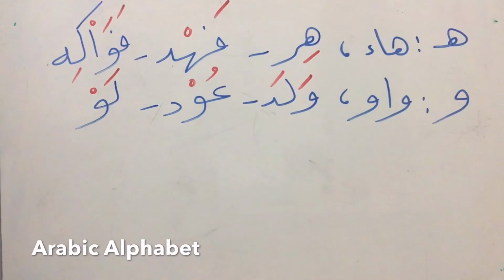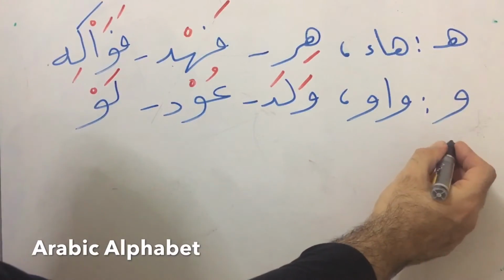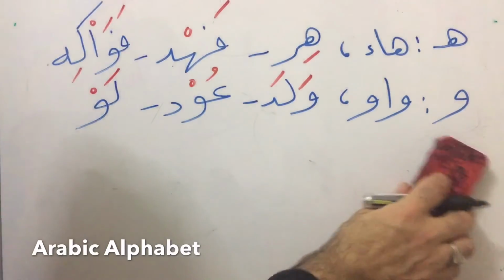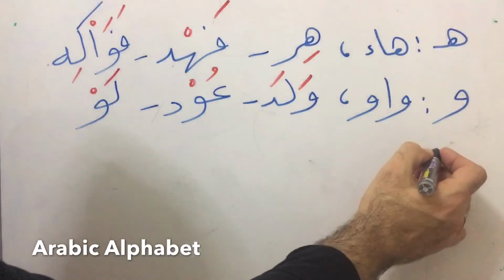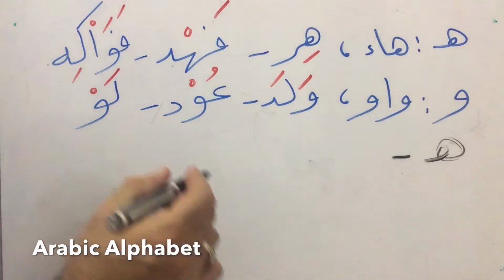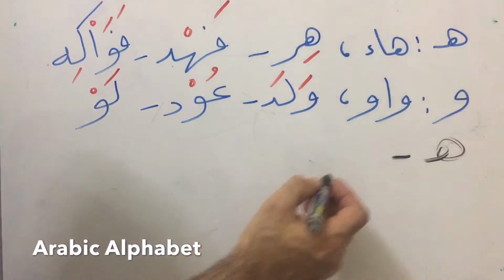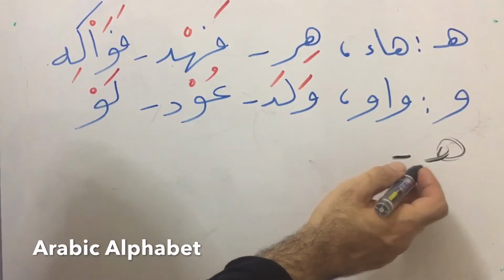So if you want to know how to write ha, at the beginning of the word it is like this. You can see the movement of the pen. You can see how we draw two circles. This is at the beginning of the word.